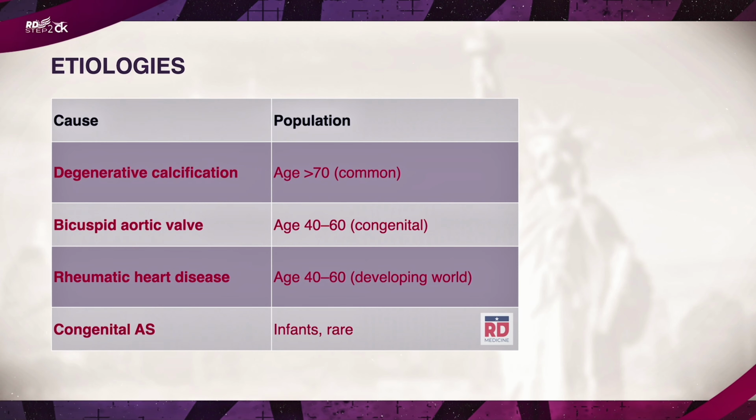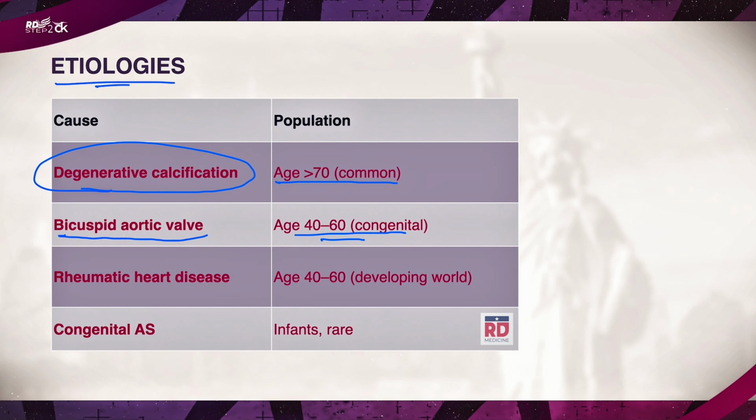Okay, let's go. Let's look at the main causes of aortic stenosis by age group. In people over 70, the most common cause is degenerative calcification. In younger adults, around 40 to 60 years old, a bicuspid aortic valve is a congenital cause, the main cause. So every time you see a question bringing a patient with aortic stenosis that is younger than 60, think about bicuspid aortic valve, okay? While rheumatic fever disease is more common in the developing world. Finally, congenital aortic stenosis can also occur in infants, but it's rare.